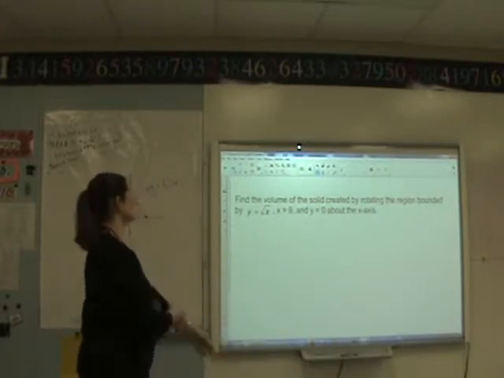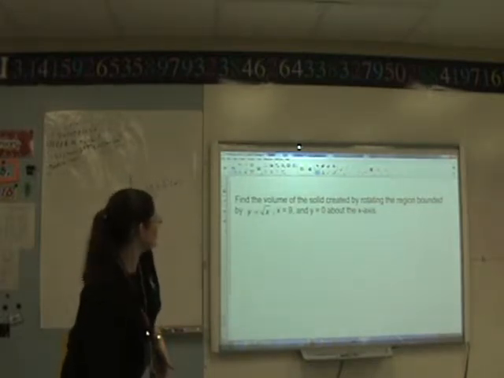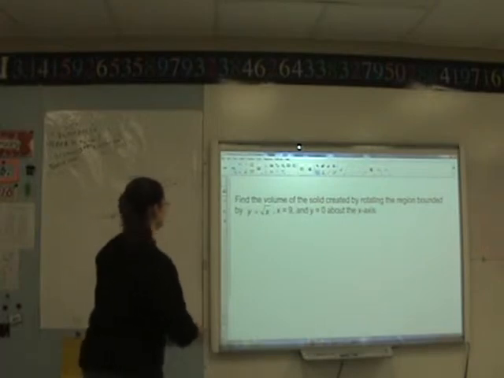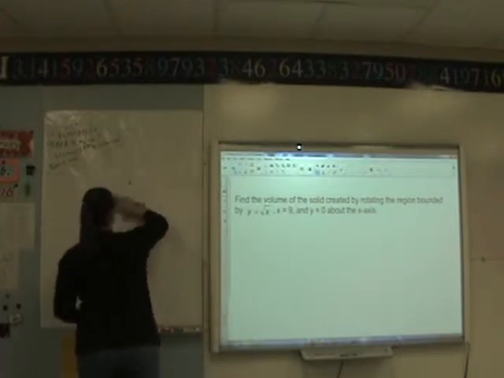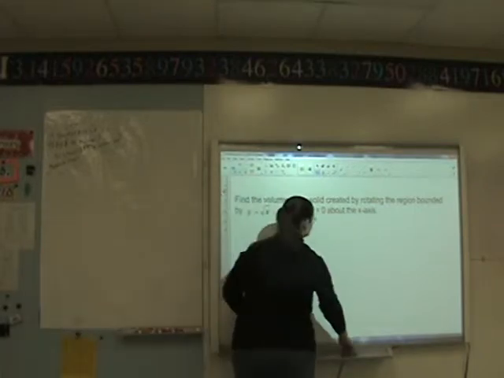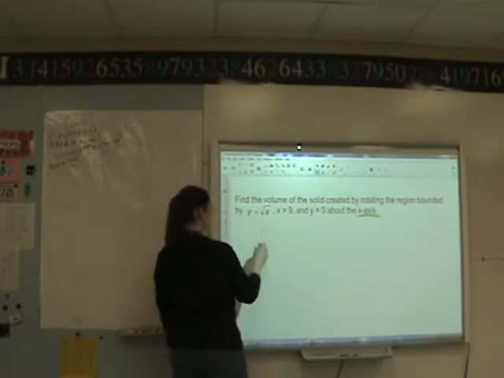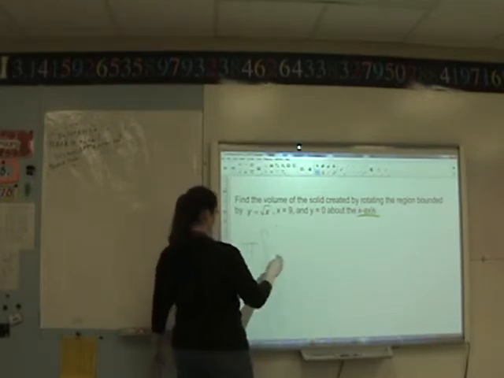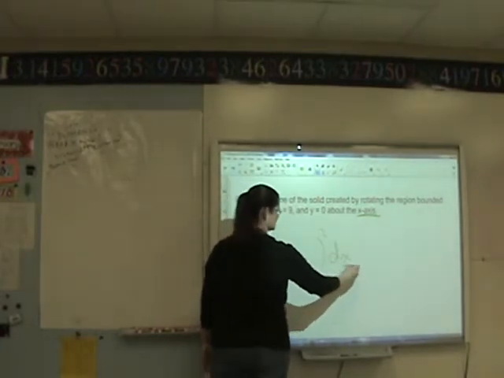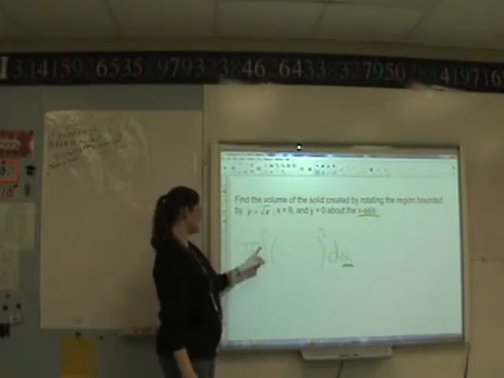All right, so let's look at this one. Find the volume of the solid created by rotating the region bounded by y equals square root of x, x equals 9, and y equals 0 about the x-axis. So they're telling me I'm rotating around the x-axis. So now I'm going to start writing my integral. Pi function squared dx. And I know this has to be y equals stuff with x, and these need to be x coordinates here.